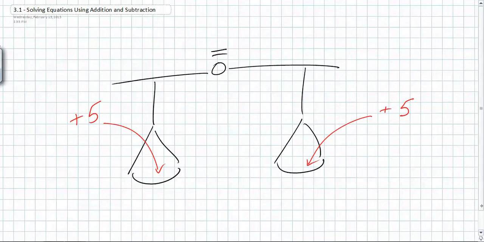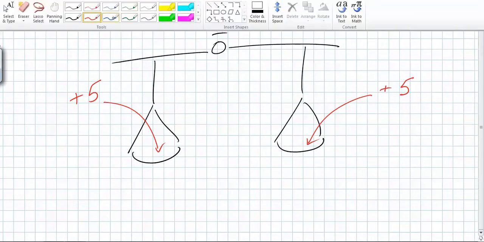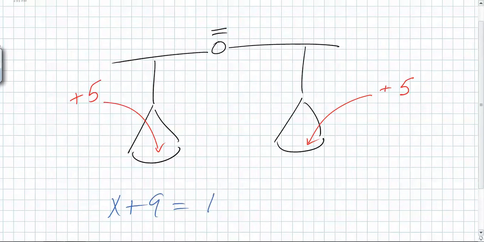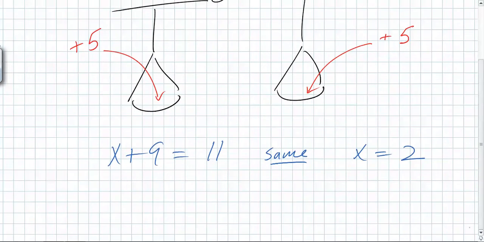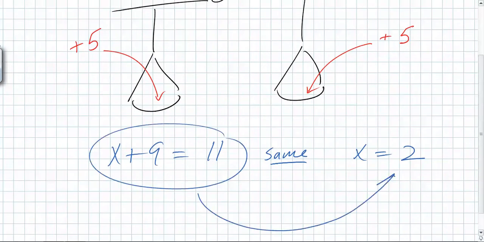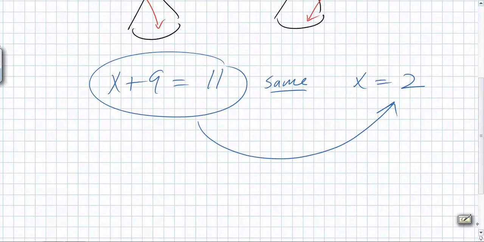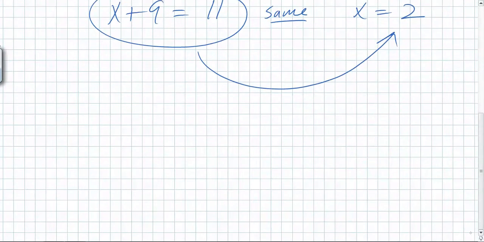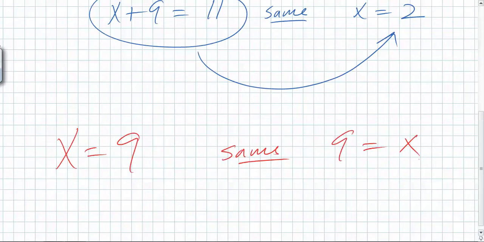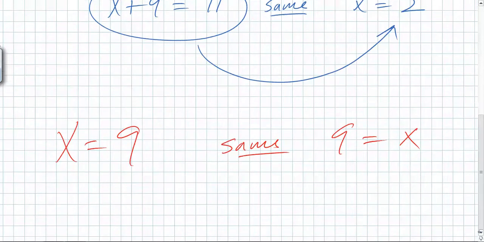same exact way. For example, x plus 9 equals 11 is the same thing as x equals 2, because you can transform this expression into this expression by doing the same thing on both sides. Additionally, one other basic operation we're allowed to do is switch the sides of the expression. So for example, x equals 9 is the same thing as 9 equals x. You can switch sides and you still have an equivalent expression.